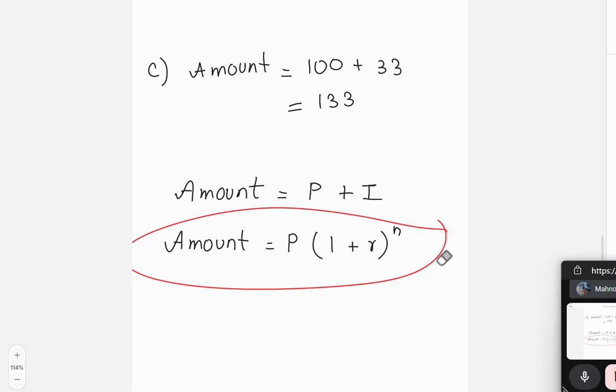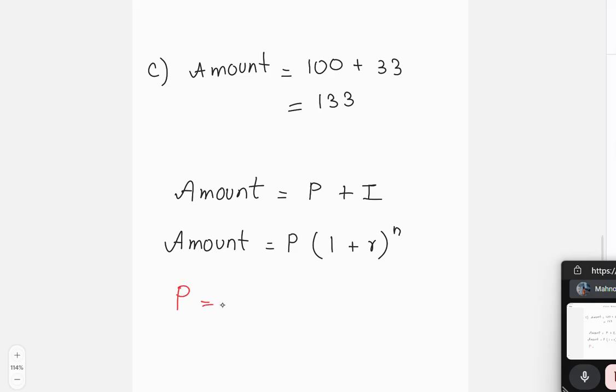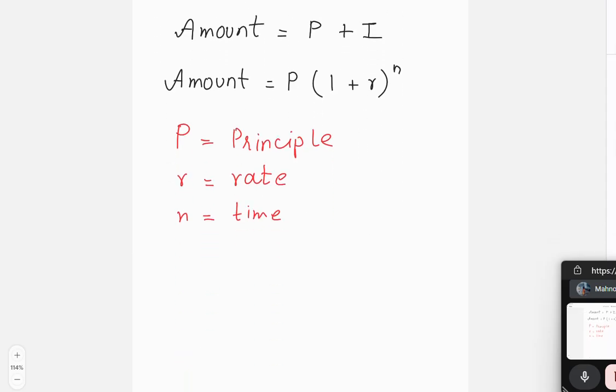Okay, now let's discuss what things do we have here. This P means principal. This R means the rate. And this N means the time. So if we want to work out how much money she has at the end of the investment, the shortcut for compound interest is this formula. You just need to put the things in here.